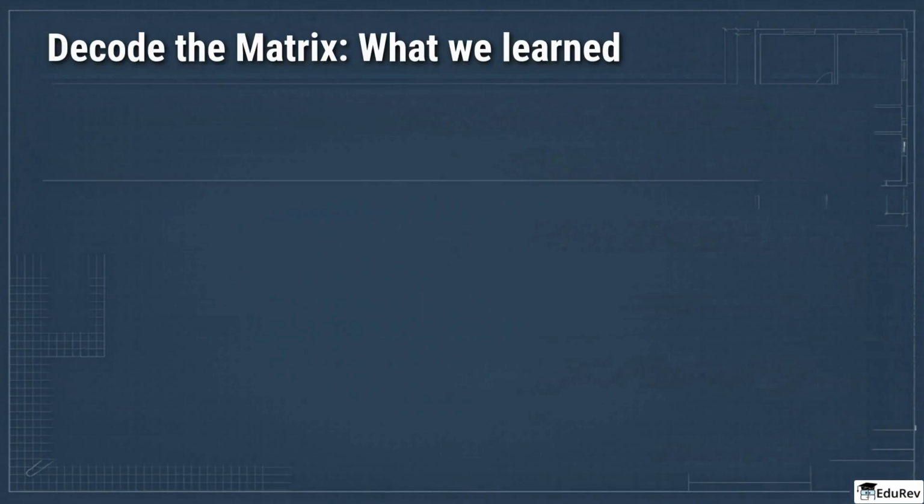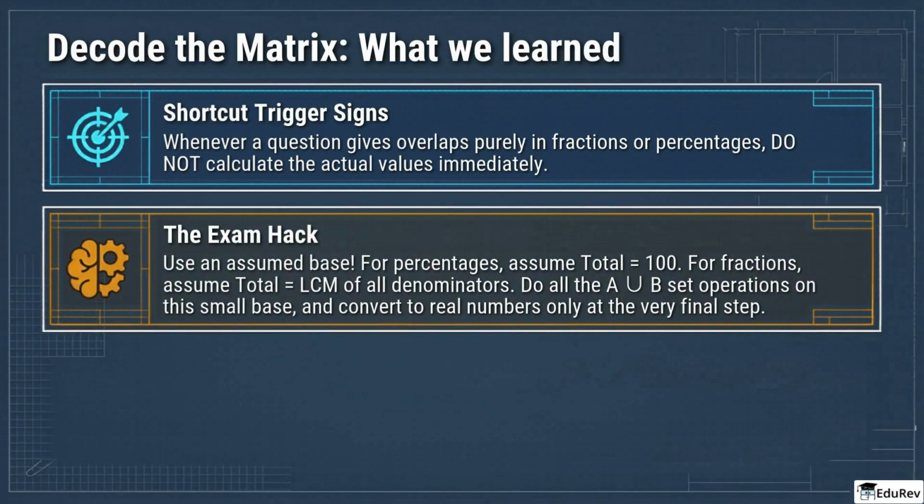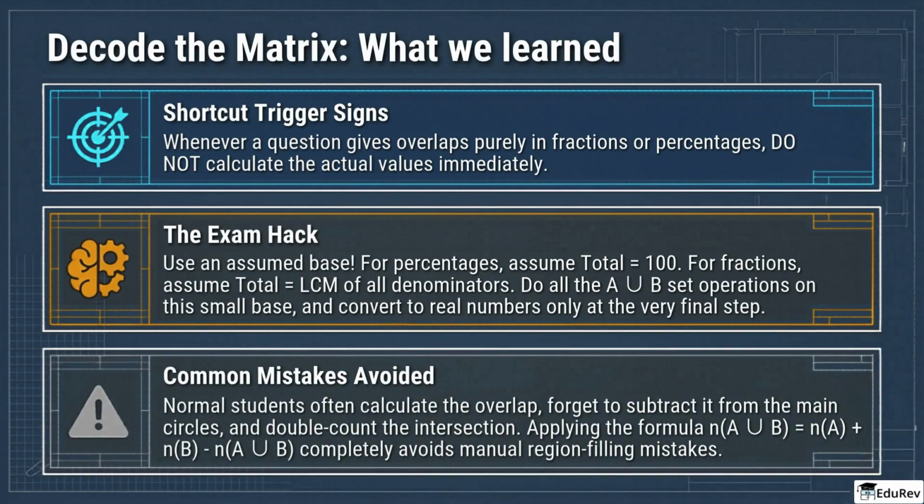Let's decode the pattern behind the previous questions. Whenever the data is given in fractions or percentages, you should pause before computing actual numbers. That is your first signal that an assumed base may be better than the real total. For percentages, the natural base is 100. For fractions, the natural base is the LCM of the denominators. Then you perform the set operations on that simplified base and scale it back only at the end. Another important correction: if you forget that the overlap has already been counted inside both sets, you will double count and the answer will drift.